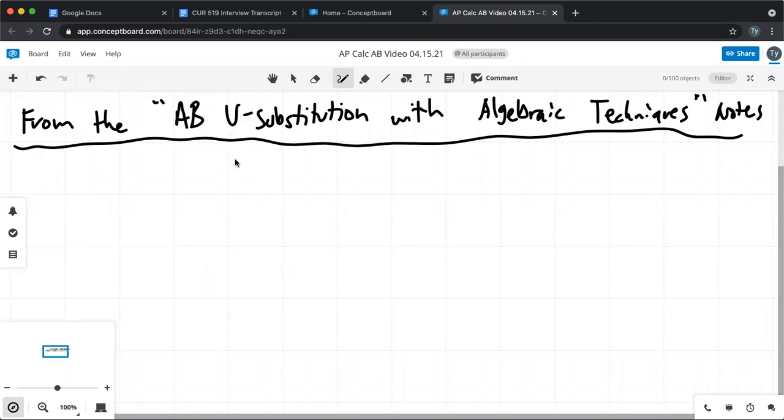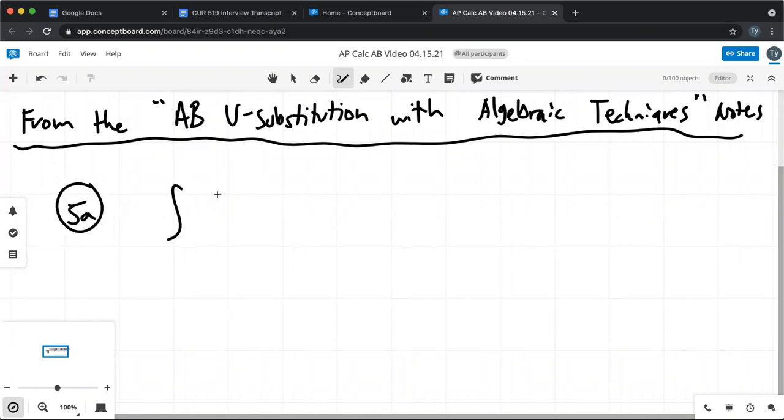Just wanted to give you another resource. This is from your U-substitution with algebraic techniques notes. We'll be doing examples 5 and 6. So that's a total of 6 problems. Let's jump into it. So this is 5a.